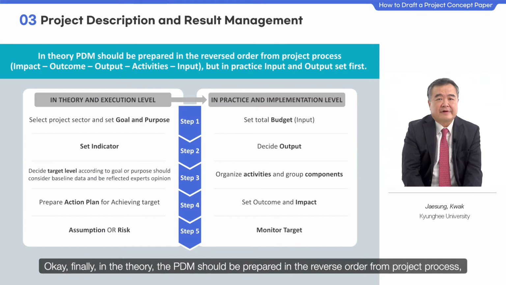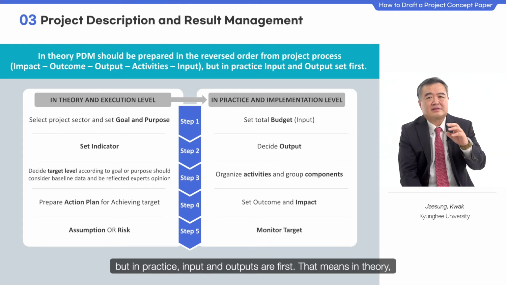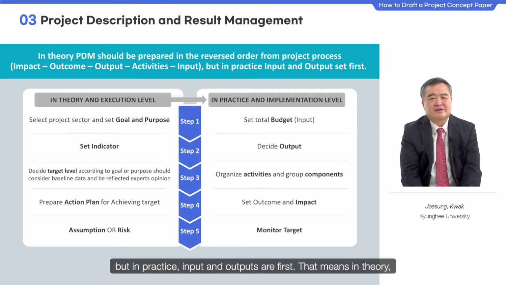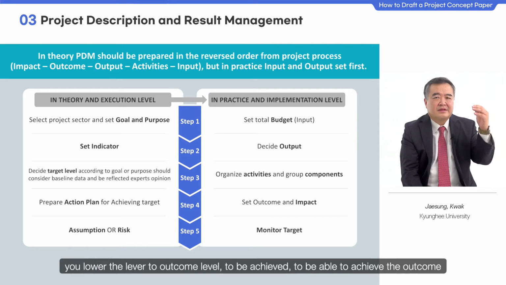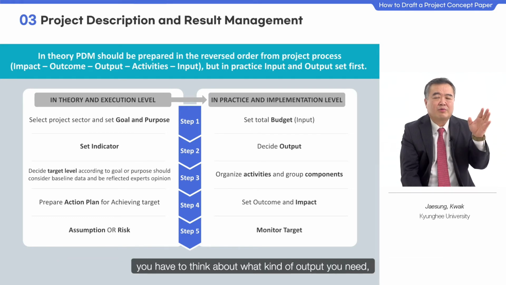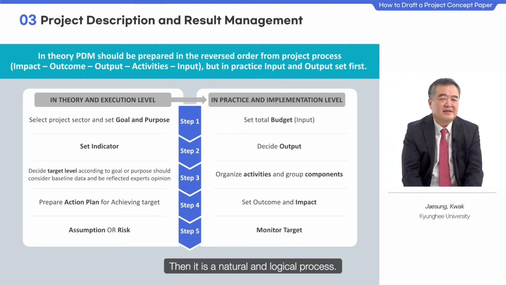Okay, finally, in theory, the PDM should be prepared in the reverse order from the project process, but in practice, inputs and outputs come first. That means, in theory, you have to set the long-term impact goal first, and then you lower the level to the outcome level to be able to achieve the outcome. You have to think about what kind of output you need. And then to achieve the output, what kind of activities and how much budget is needed. Then it is a natural and logical process.